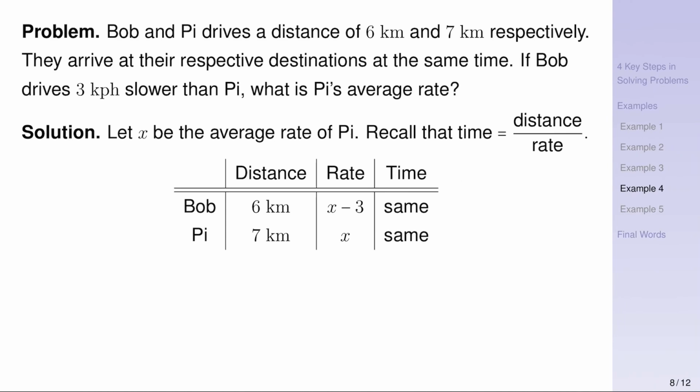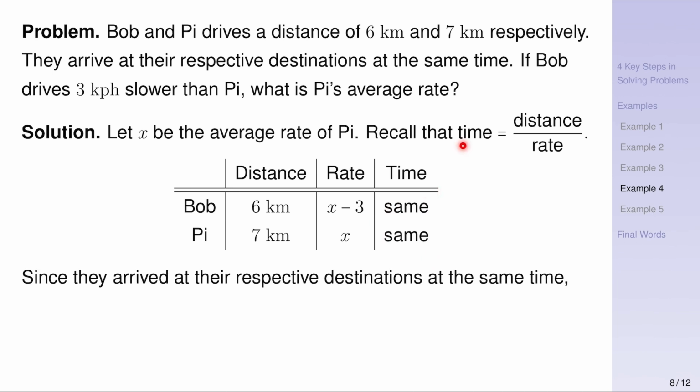Now, how do we find the relationship here? Since these two are the same, this would be our gateway to relating Bob and Pi. Since they arrive at their respective destinations at the same time, the time of Bob equals the time of Pi, but we know the time is given by this formula. This means that 6 over x minus 3, or distance over the rate of Bob, is equal to 7 over x, which is distance over rate of Pi. These two are equal because they have the same time, and this will be our working equation.